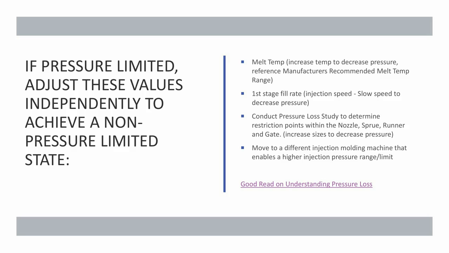Okay, if you're experiencing a pressure limited process, here are some values you can try adjusting. I'd recommend adjusting them independently. Doing multiple things at once usually doesn't lead well and won't tell you what truly had an impact or resolved an issue. So one thing, melt temp. You can increase your temp. It's going to decrease your pressure, but I'd still recommend referencing the material data sheet and the recommended temp ranges.